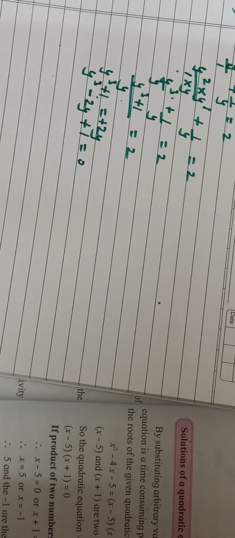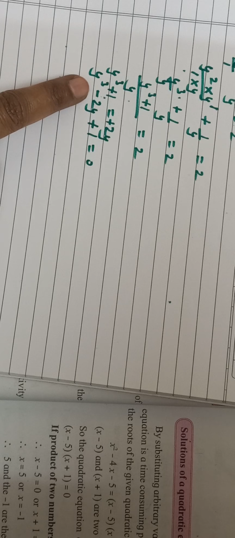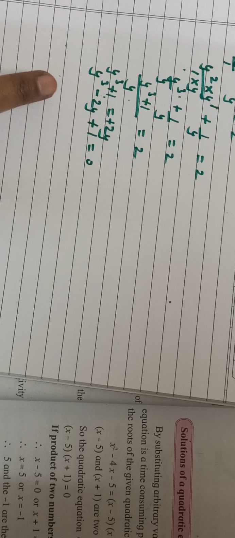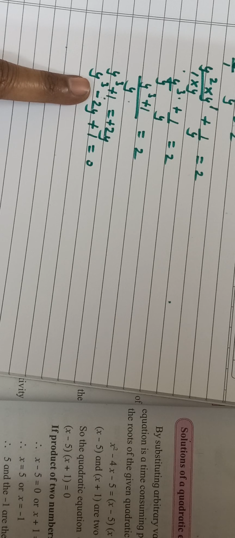Okay. So now this we have done. If you look clearly, variable is only one, that is y. But here the maximum index we are getting is 3. And according to the concept of quadratic equation, the maximum index should be 2. So this is not a quadratic equation.